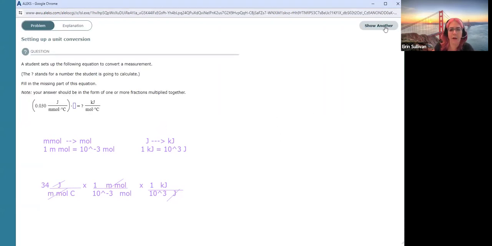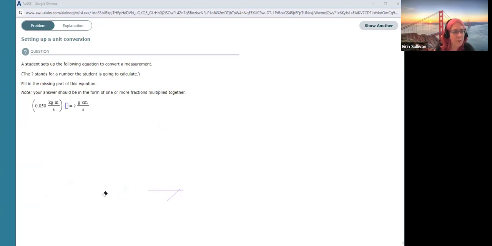We're not going to do that one because it is the same. So we've got kilogram meters per second and we want to get to gram centimeters per second. Two things we've got to do here: go from kilograms to grams, and go from meters to centimeters.